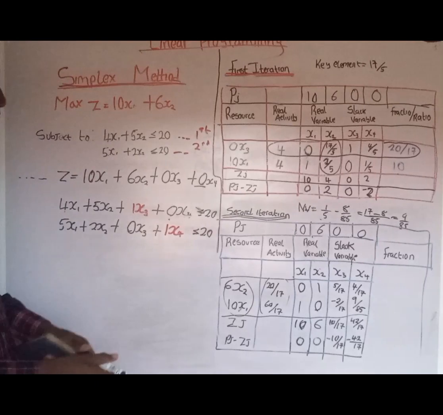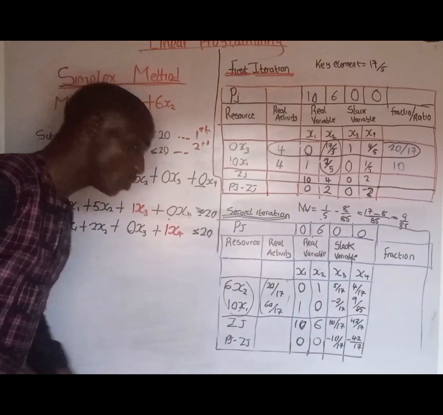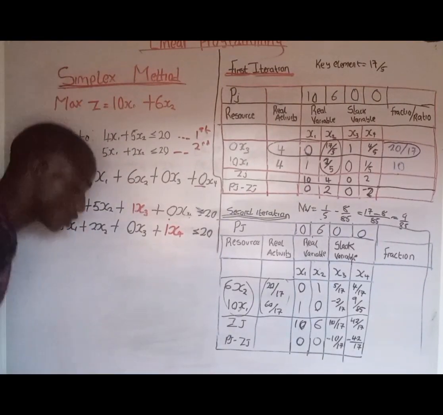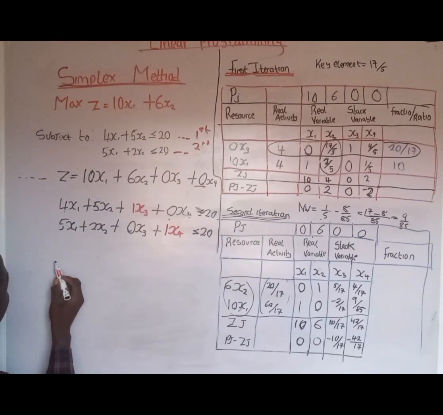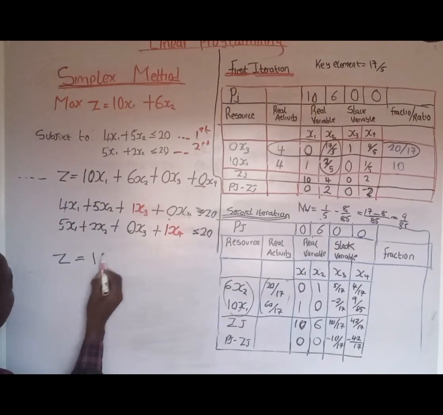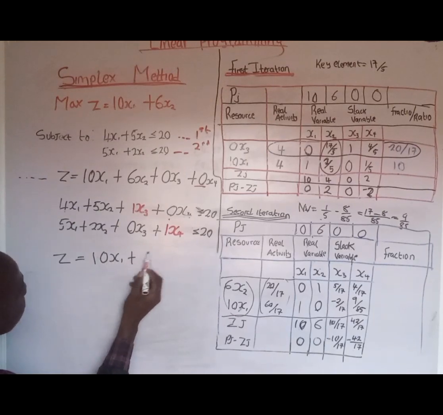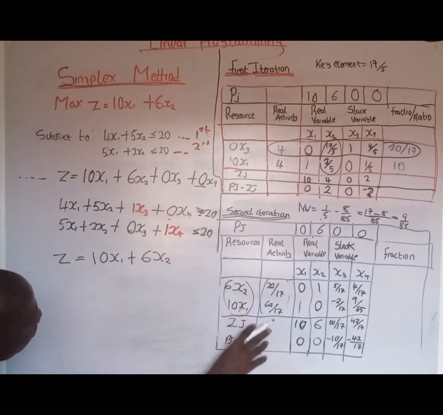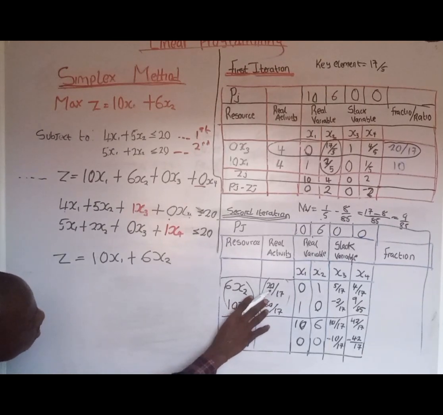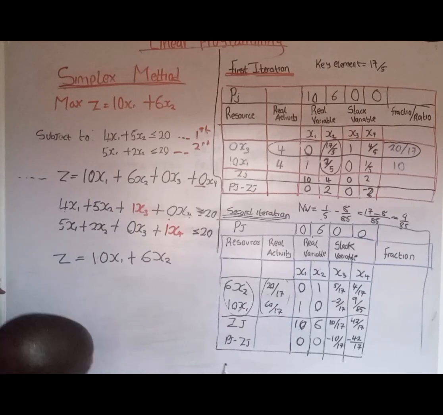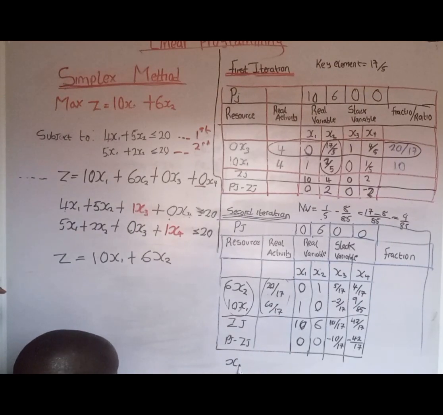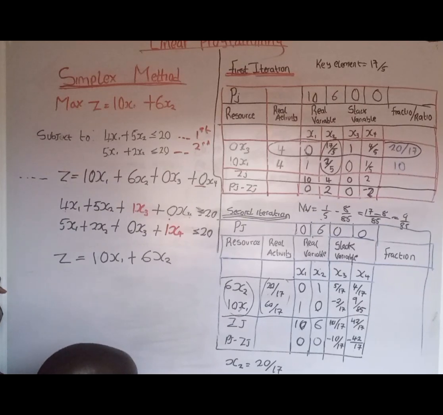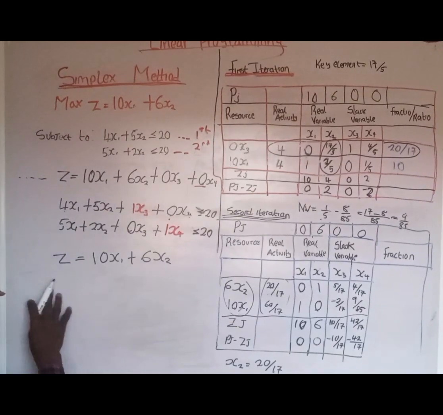Now let's proceed to calculate the value of the objective function. Don't forget that our objective function is z equals 10x1 plus 6x2. From this table, the real activities will be our x1 and x2. From this table, x2 is equal to 20/17, and x1 is equal to 60 over 17. So let's come back to our objective function.